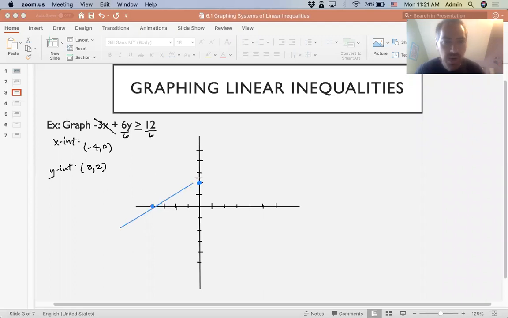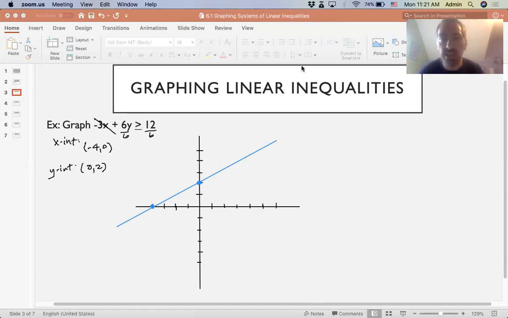Now, what kind of inequality do I have here? I have a greater than or equal to inequality sign. So we're going to use a solid line since it's greater than or equal to, meaning that we are including that line that I've just drawn. So, okay, so now am I going to be shading above or below that line?